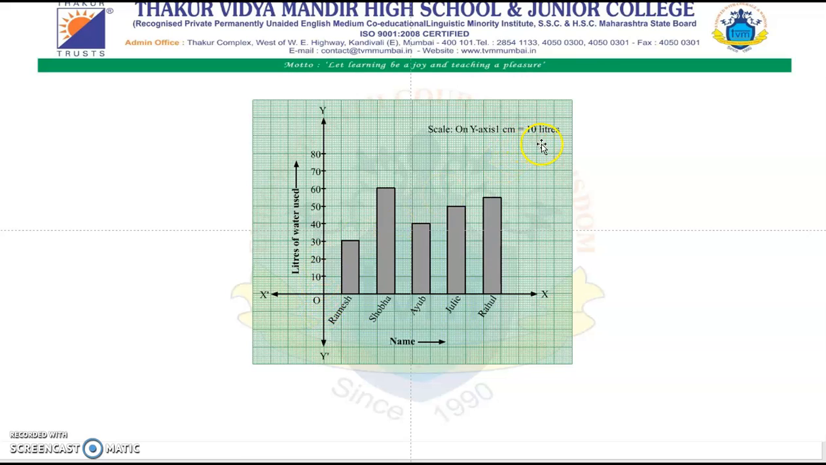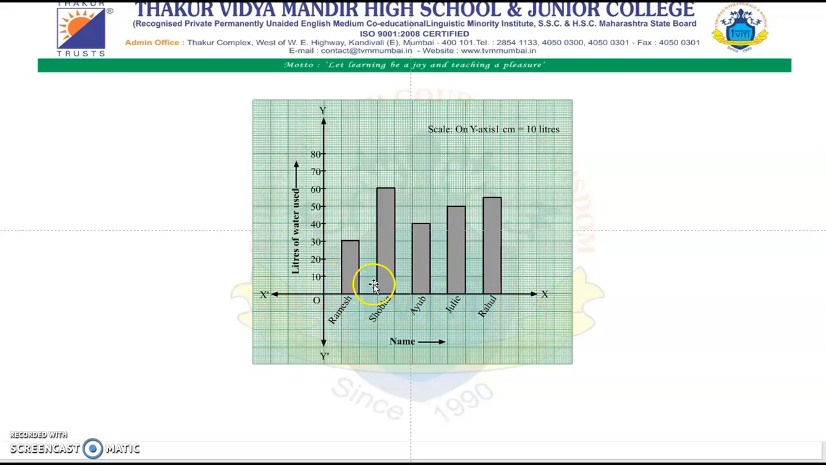So according to the scale only we will mark the numbers on the y-axis, and the y-axis represents the liters of water consumed and the x-axis represents the name of the person. You have to be very careful while drawing the bar graphs. You have to see that the gap between the bars should be the same.